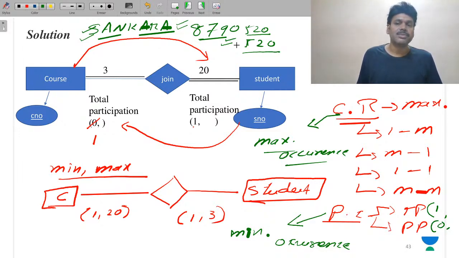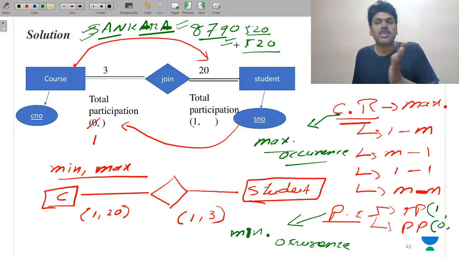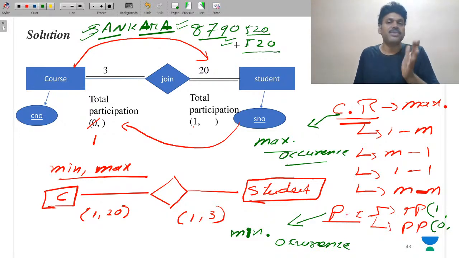Tomorrow we will continue with the ER model and how you can map it to the relational model. That's a very important question for us. They will give you an ER diagram and we want to write its relational model. For that mapping, there are 10 rules. Those rules I will tell you tomorrow using some examples.